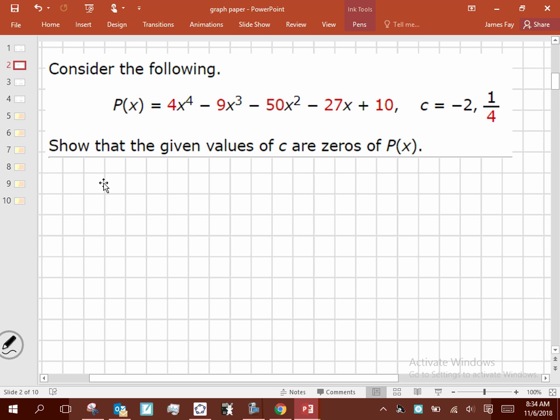You guys want to continue using synthetic division? Anybody prefer long division? Synthetic division's okay? I think that's the best route to go. So I'm going to write my 4, my -9, -50, -27, +10.